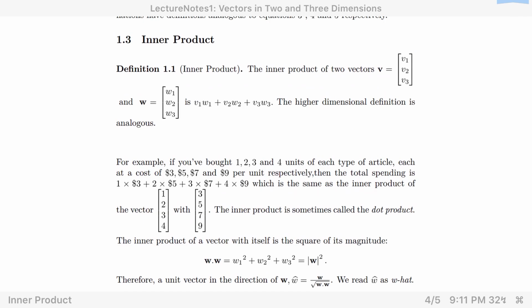And we can do this in an arbitrary number of dimensions. In 2 dimensions, we'd have v1 w1 plus v2 w2. In n dimensions, we'd have v1 w1 plus v2 w2, all the way to vn wn.